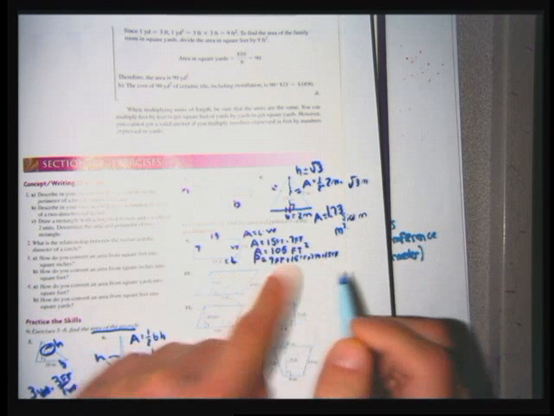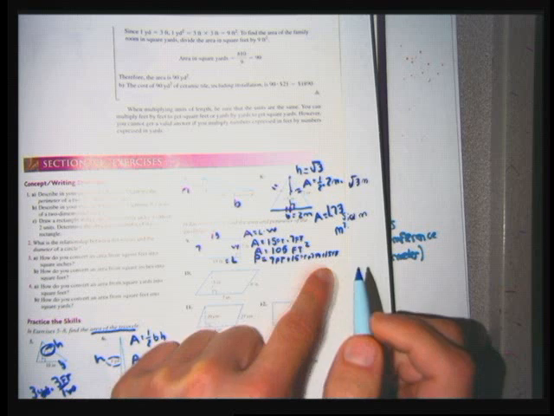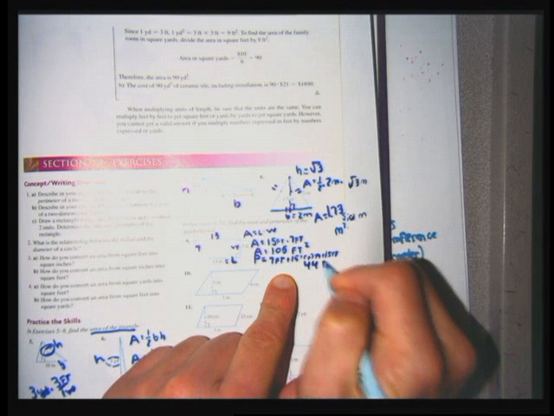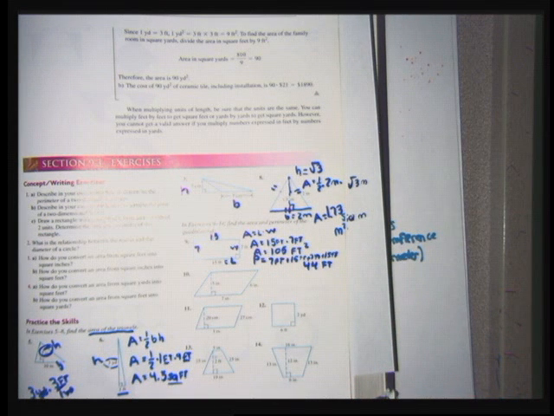When I add up 7 plus 15 plus 7 plus 15, I get 44. And it's just going to be feet. So the perimeter of the quadrilateral or the rectangle on number 9 is going to be 44 feet. The area is 105 feet squared.